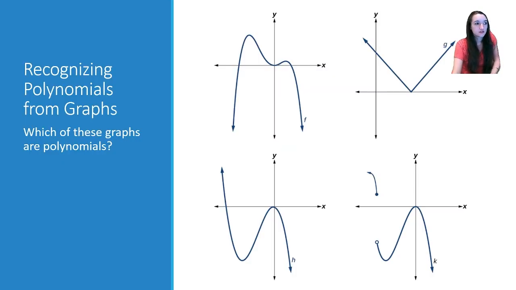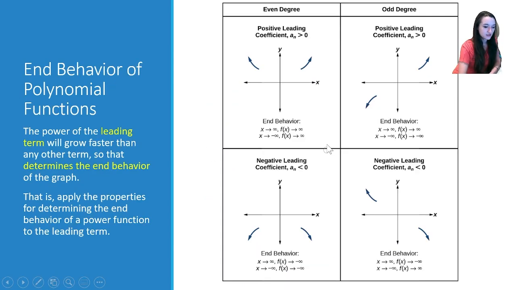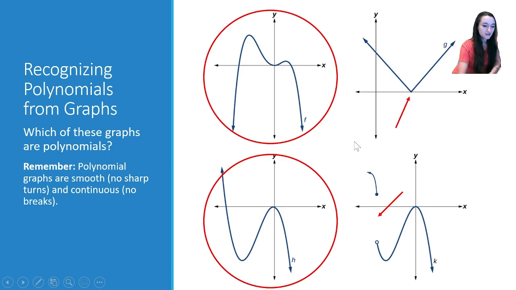Now looking at some graphs of possible polynomials, remember that polynomials are smooth and continuous. So we want to look for which graphs are smooth and continuous. Well, here we can see the two graphs on the left, they are these nice curvy structures, whereas of the two graphs on the right, the one on the top, it's pointed. This is probably just an absolute value graph. It's not smooth, so not smooth.